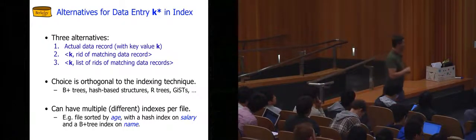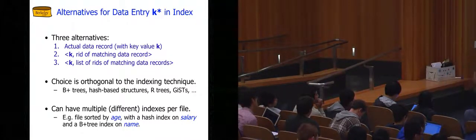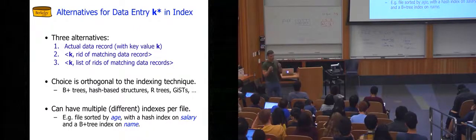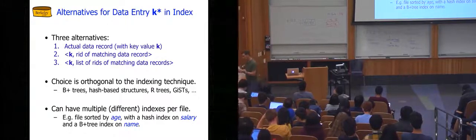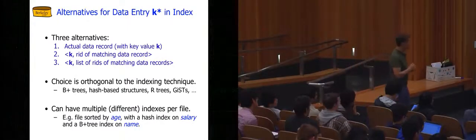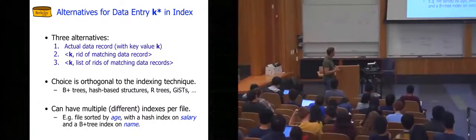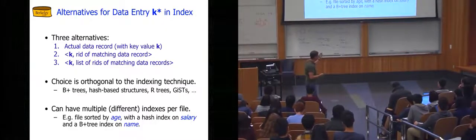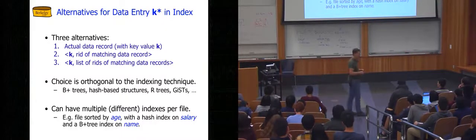And there are some implementation trade-offs that maybe aren't that interesting between alternatives 2 and 3, but you should know about them. The key difference is alternative 1, the actual data records in the index. Alternatives 2 and 3 have a level of indirection with pointers to the actual data records, which are elsewhere. Now, this choice of alternative has nothing to do with the data structure you use. So all of these things will work with B trees or hashing or R trees or GiST. You can choose which of these alternatives you want.